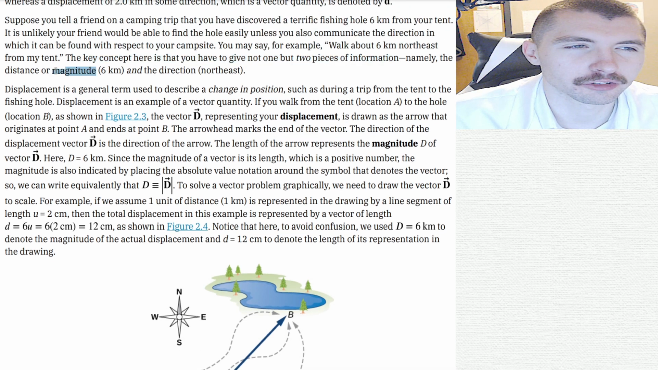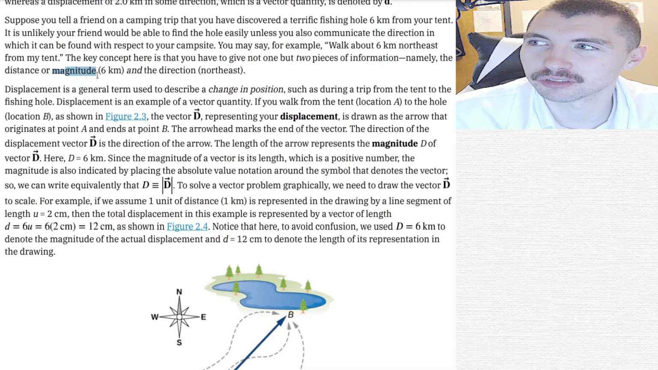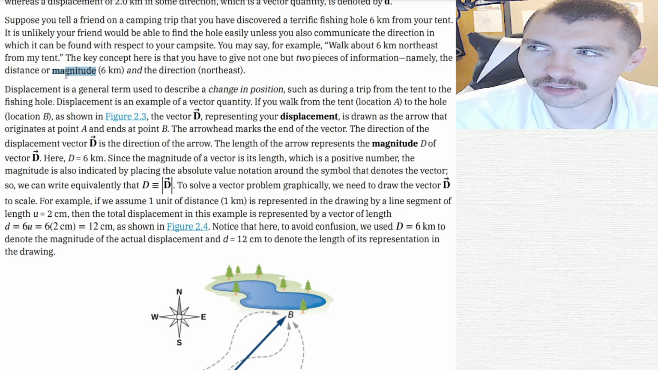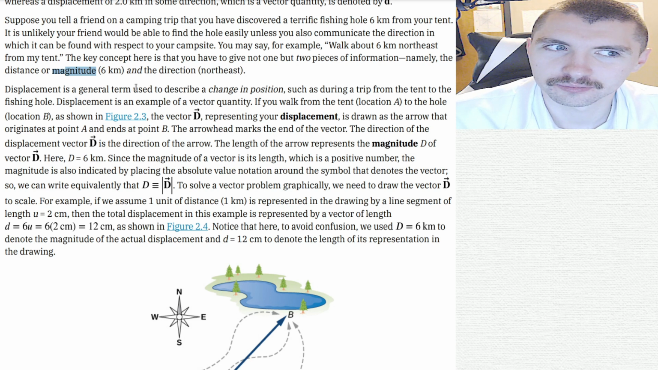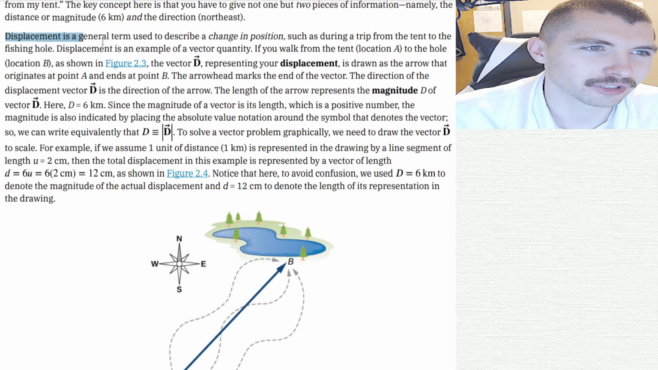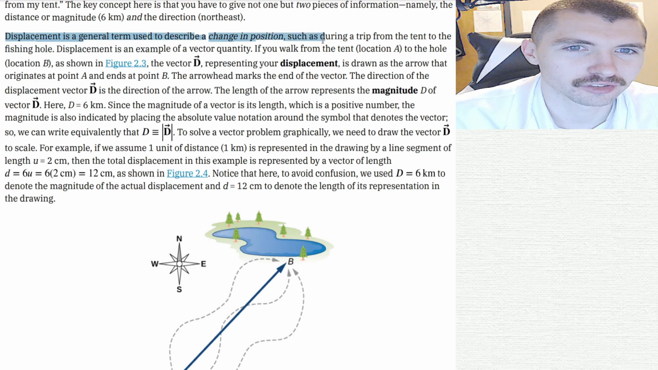So I think it's interesting that the last chapter kind of talked about orders of magnitude, and now it's using magnitude in a slightly different sense. But not so different a sense. So displacement is a general term used to describe a change in position, such as a trip from the tent to the fishing hole.